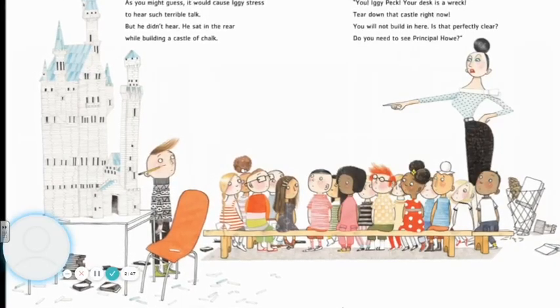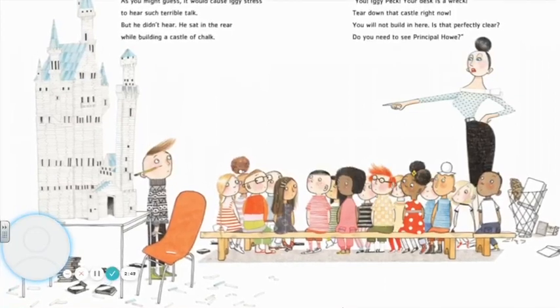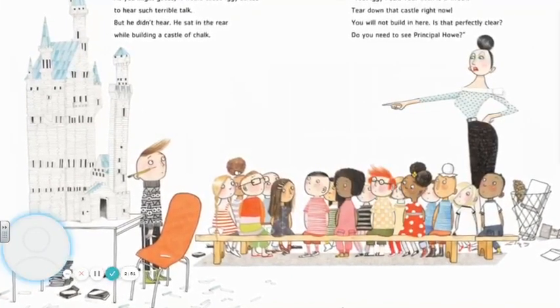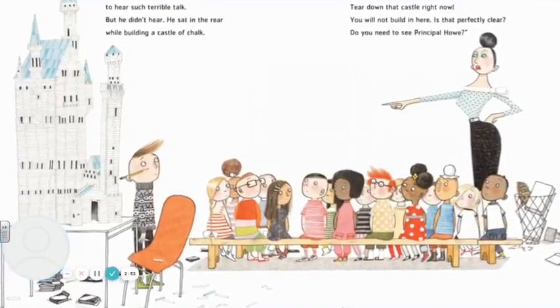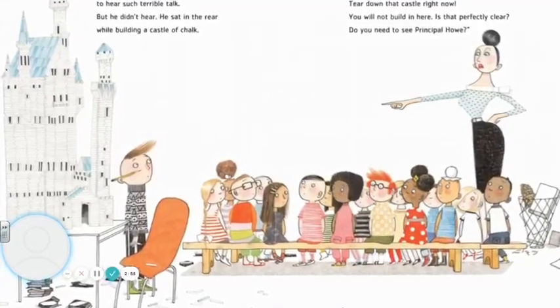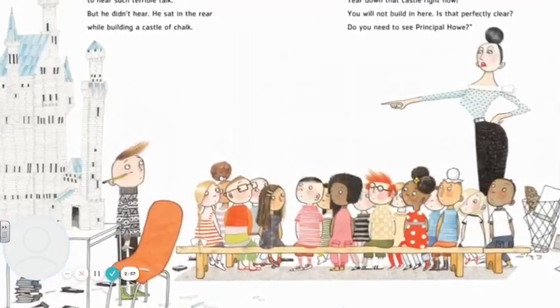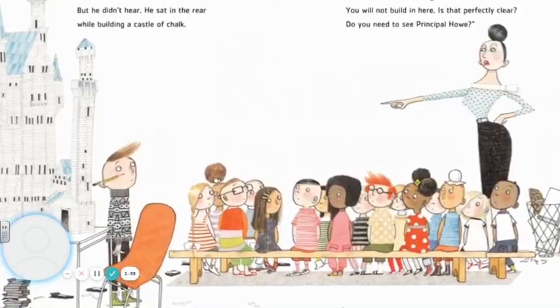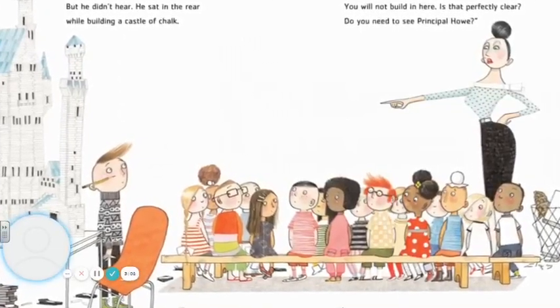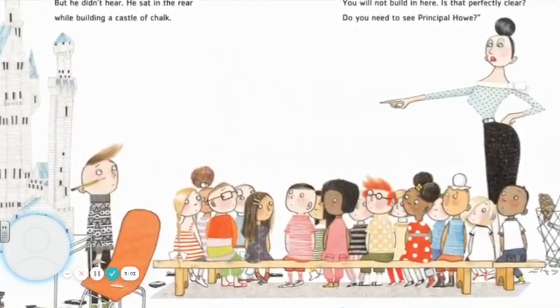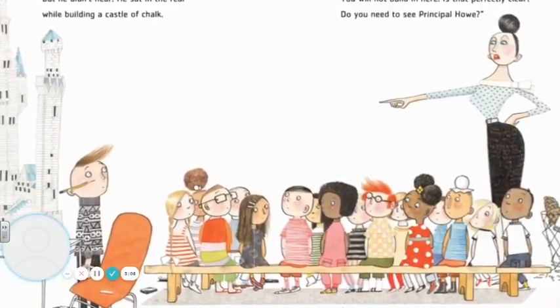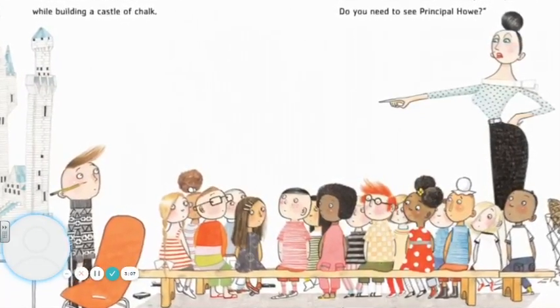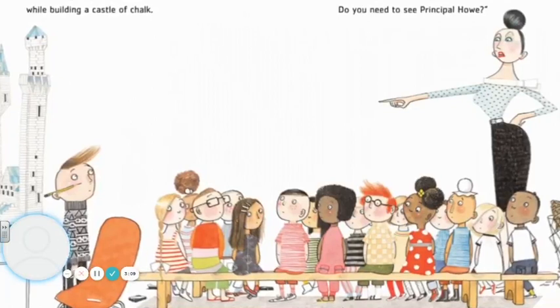As you might guess, it would cause Iggy stress to hear such terrible talk, but he didn't hear. He sat in the rear while building a castle of chalk. "You, Iggy Pat! Your desk is a wreck! Tear down that castle right now! You will not build in here, is that perfectly clear? Do you need to see Principal Howell?"